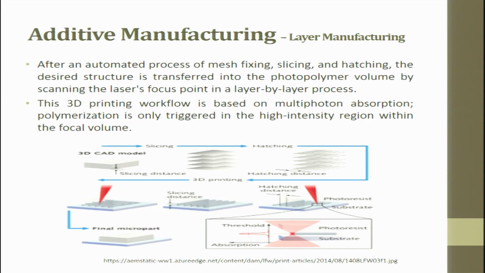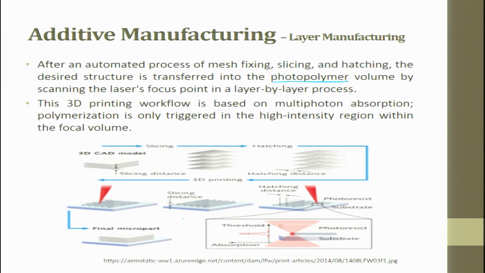So, additive manufacturing, if you see, it follows the schematic which is given here. After an automated process of mesh fixing, slicing and hatching, the desired structure is transferred into the material volume, here I have taken one particular material called photopolymer, you can take any material, by scanning the laser focus point in a layer by layer process. We are trying to develop it. The 3D printing workflow is based on multiple photon absorption. Polymerization is only triggered in the high intensity region within the focal volume.